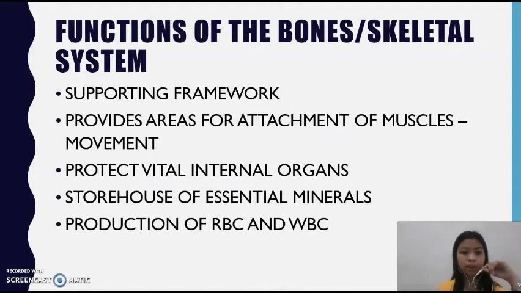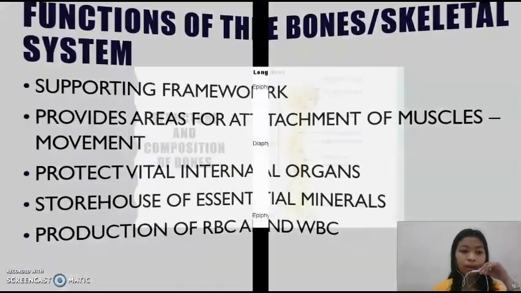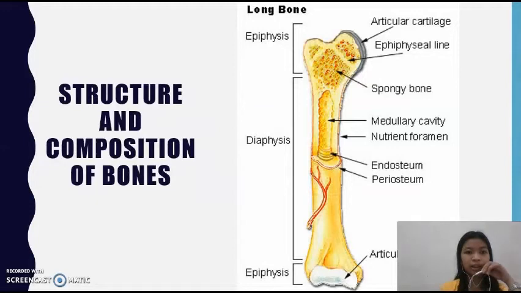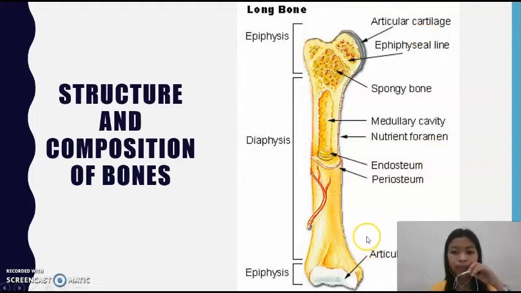Okay, next number 4 is storehouse of essential minerals. And number 5 is production of red blood cells and white blood cells, which are produced in the bone marrows. Okay, for the next one, let us discuss the structure and composition of bones. Here we have one type of bone known as the long bone. Mamaya di-discuss ko yung 5 types of bone. But then, let us first discuss the structure of the bones.